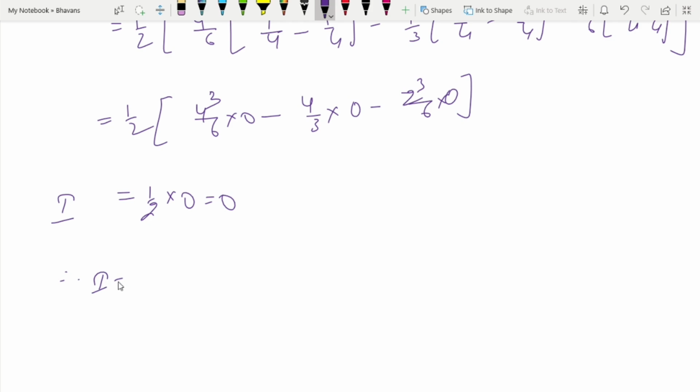So I hope you understood how I have solved this particular integral. In this particular problem they have already given what should be the order, so I just went on solving just by the basic concepts of integration.